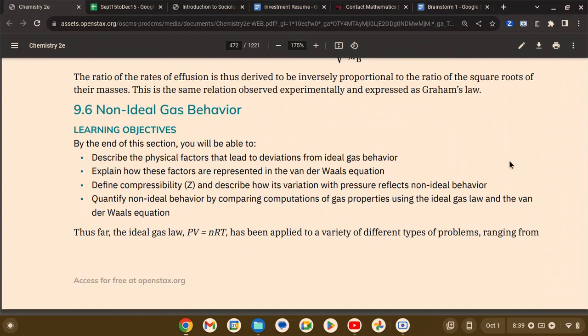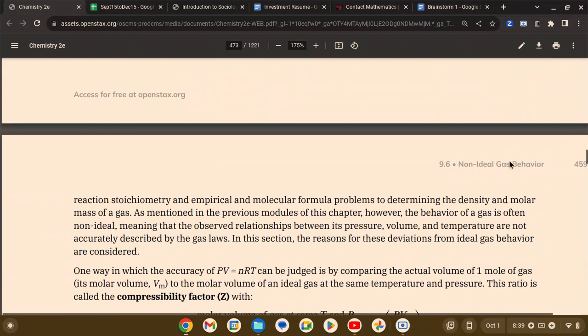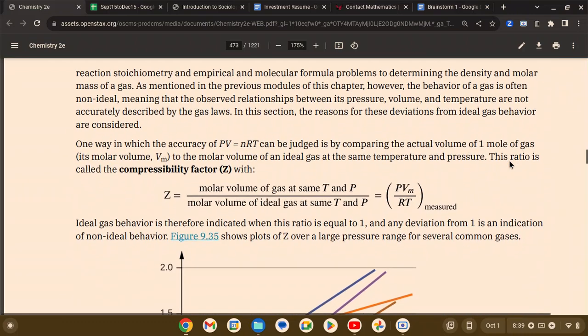Thus far, the ideal gas law, PV = nRT, has been applied to a variety of different types of problems, ranging from reaction stoichiometry and empirical and molecular formula problems to determining the density and molar mass of a gas.